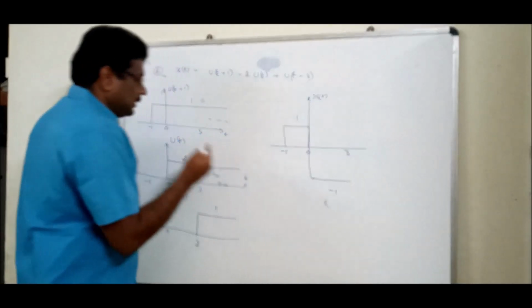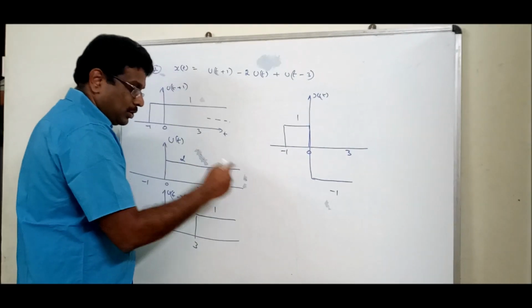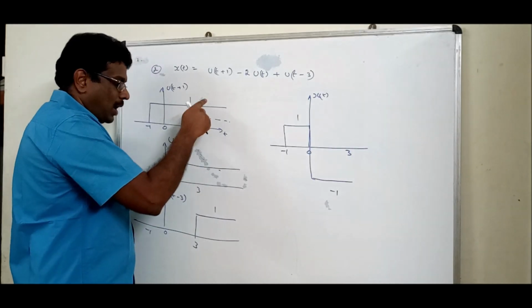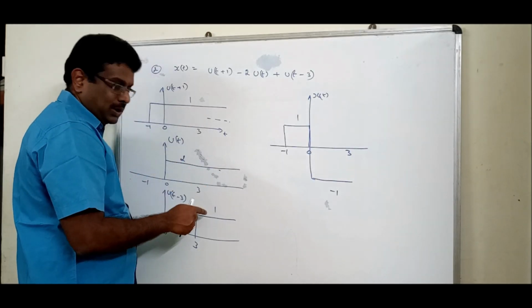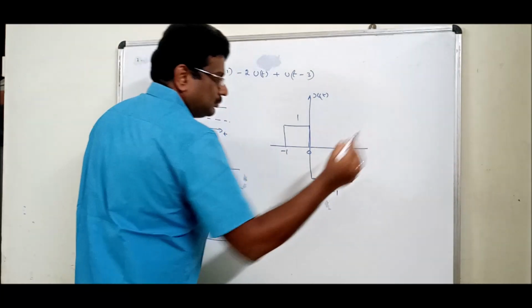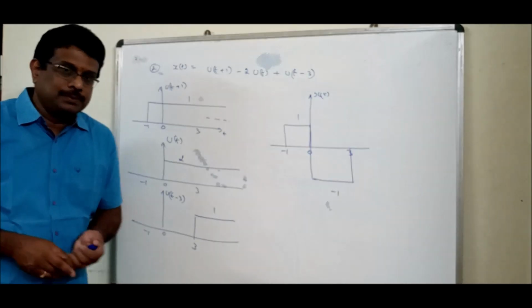After 3, 1, 2, 1. What is that calculation? 1 minus 2 plus 1. Answer is 0. This is the final signal. Make a note of this.